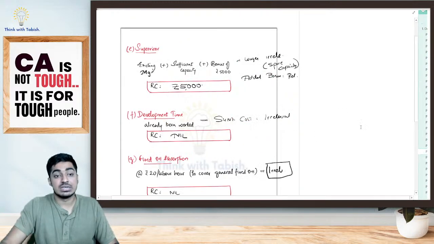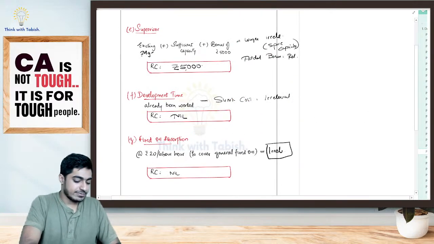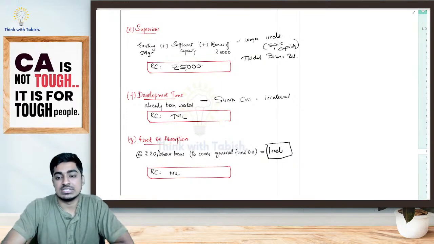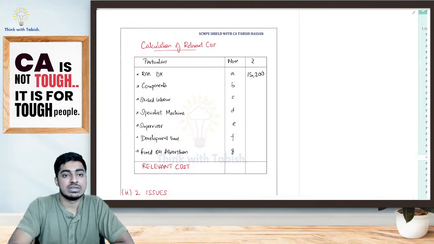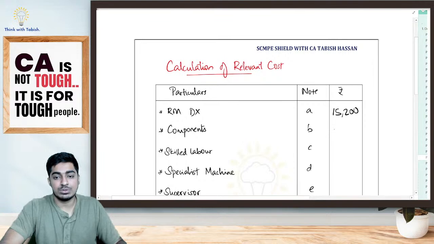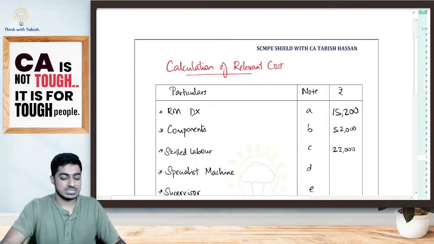Next, what else is there? Supervisor, I am paying 5,000. Obviously, development cost and fixed overhead absorption is nil. So let us write it down. For components, I am paying 52,000. Skilled labor, I have incurred 22,000. Specialist machine, 10,000 is the net cost.